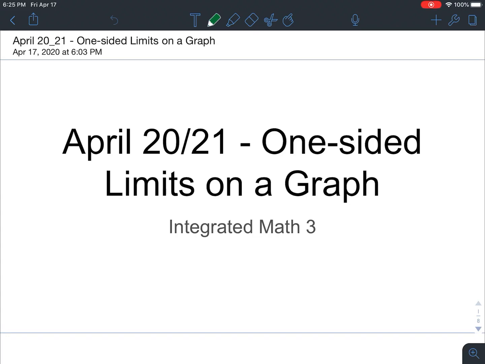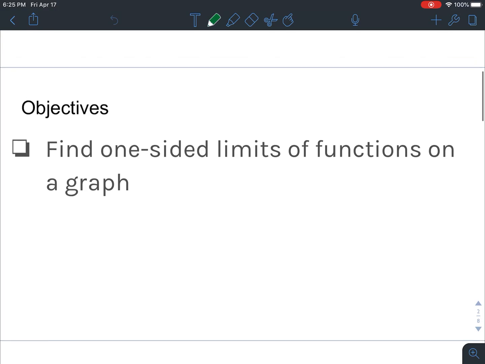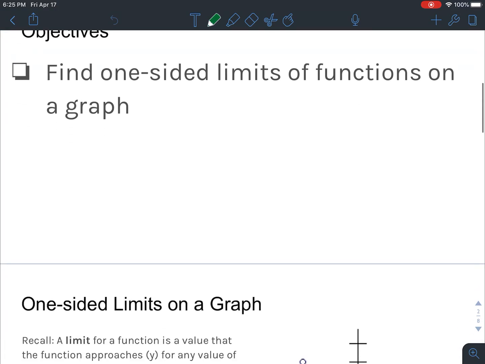Hey guys, here is our next lesson, which is one-sided limits on a graph. Before we did them with a table, now we're going to be doing them with a graph. So that's all we're doing. We're finding one-sided limits of a function from a graph.